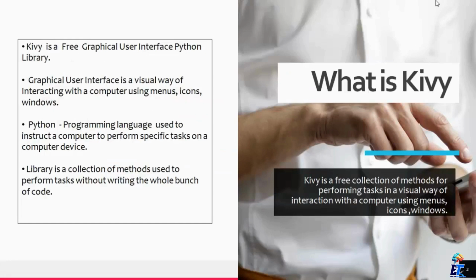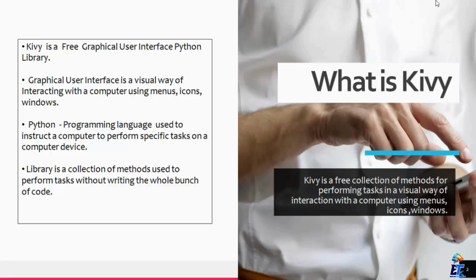Let's say you want to create an application which has all the stuff like windows, menus, icons and buttons, and you want to perform a specific task, and it needs to run on multiple platforms like an Android mobile phone, Windows, Linux on a computer. To do that we need a whole bunch of code, and a lot of complexity is there, and it takes a lot of time as well.